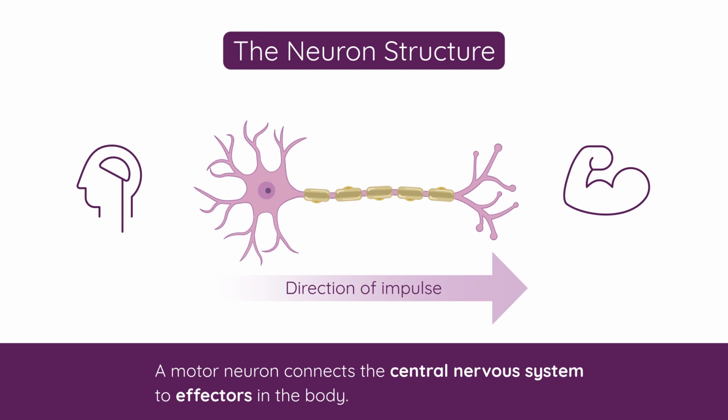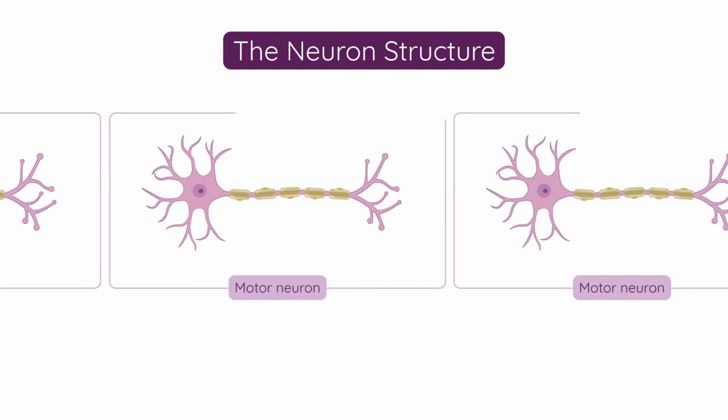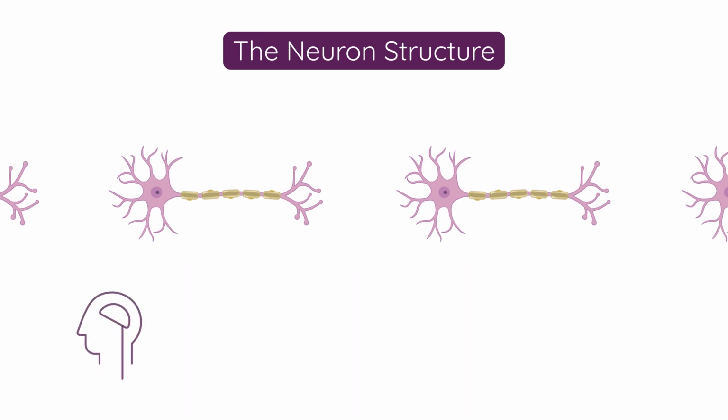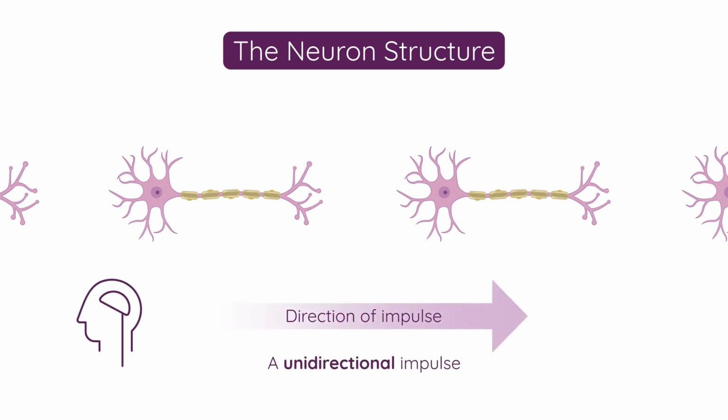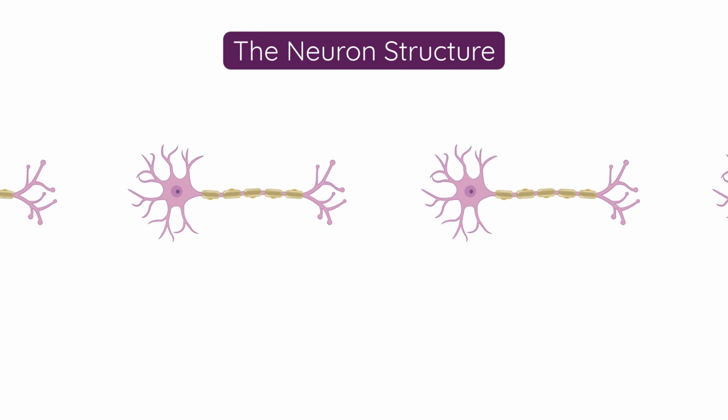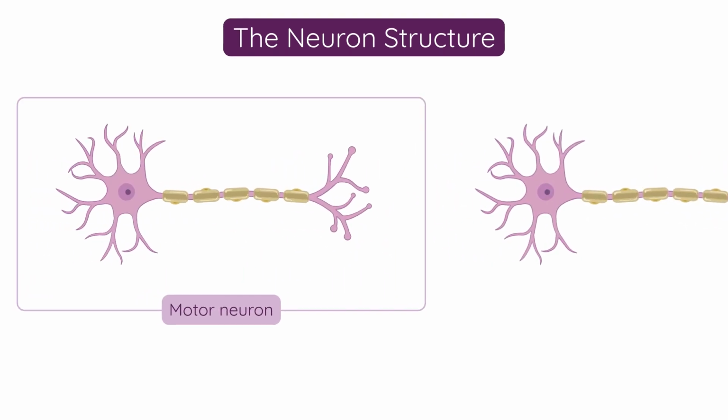Now, neurons normally are found in a series one after the next. And in the case of the motor neurons, they're carrying a nerve impulse, which is just another word for a signal, away from the central nervous system towards the effector. It's a one-directional or unidirectional impulse. Let's now take a look at the different structures that make up the neuron.